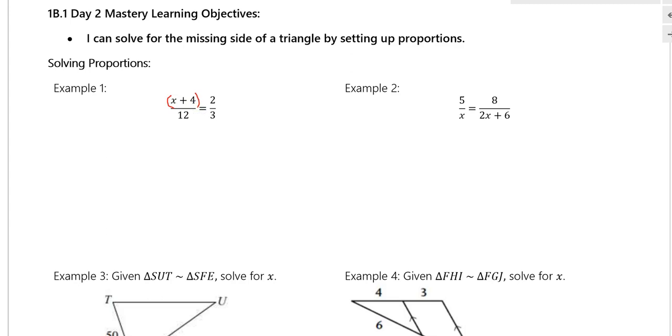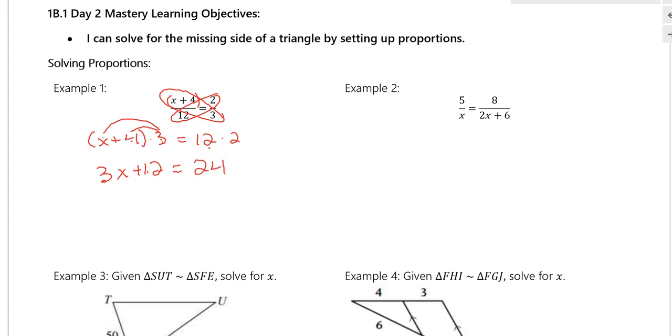Okay. So now I'm doing x plus 4 in parentheses times 3 equals 12 times 2. All this does is I have to distribute that 3. So this is 3x plus 12, right? 3 times x is 3x. 3 times 4 is 12. Equals 12 times 2 is 24. Okay? So that's really the only difference for these.